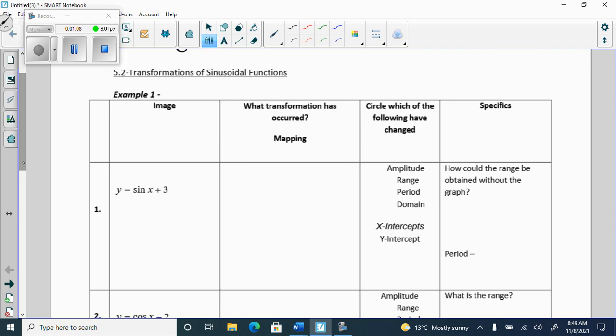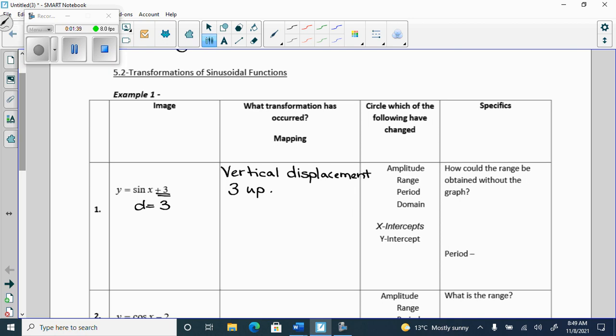So we have just the 3. Is it with the x or is it at the back? It's at the back, so it's the vertical displacement. Three up. Or you could say 3 units up, it's still fine.